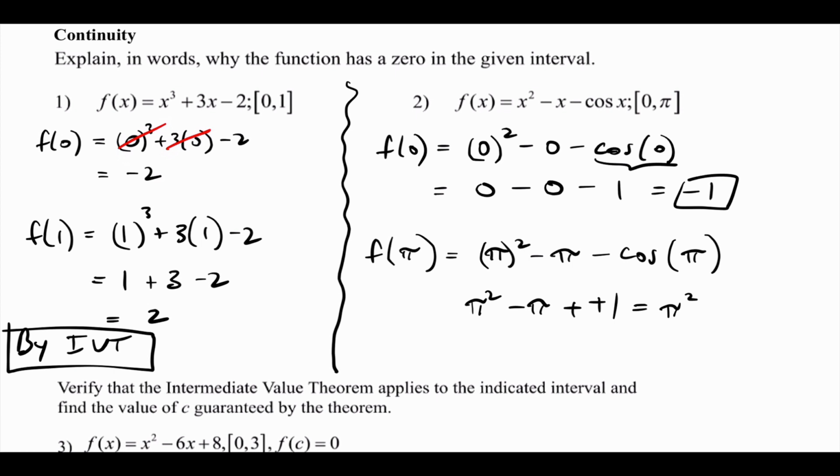So if I were to take pi squared and subtract pi and then add 1, would that number be positive or negative? Well, think about it. Pi is a little over 3, right? So if I square it, it becomes about 9. And then I take away 3. And then I add 1. That's a positive number. So it started out below and then it went positive. So it had to have crossed at least once. At least once. Okay, we're going to stop there.